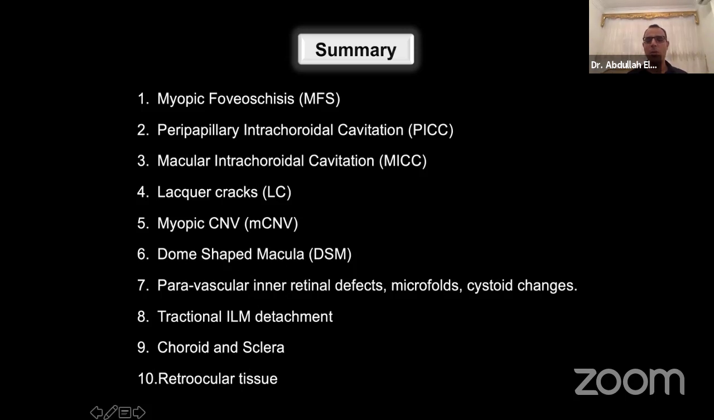Also, we talked quickly about the tractional ILM detachment. Also, scleral and choroidal thinning, which is something we were expecting to see when we image these cases. And also in some selected patients with very high myopia, we can image the retroocular tissue.